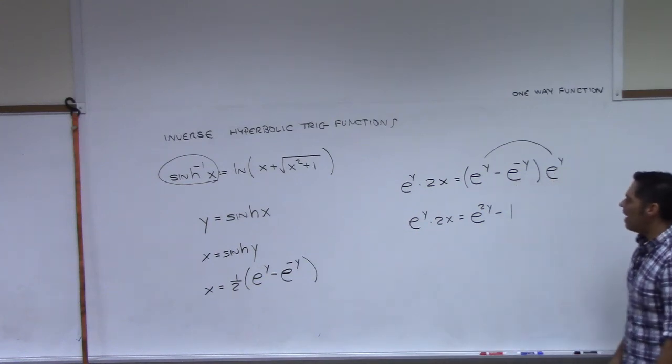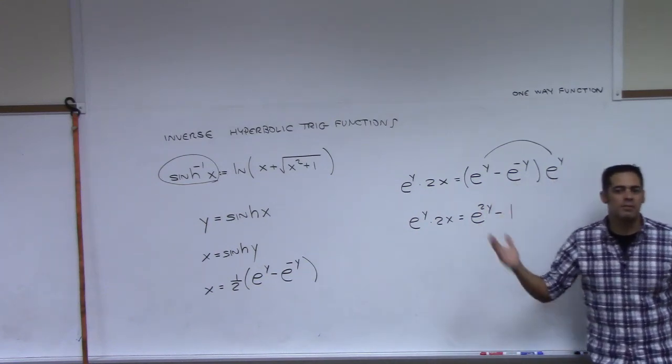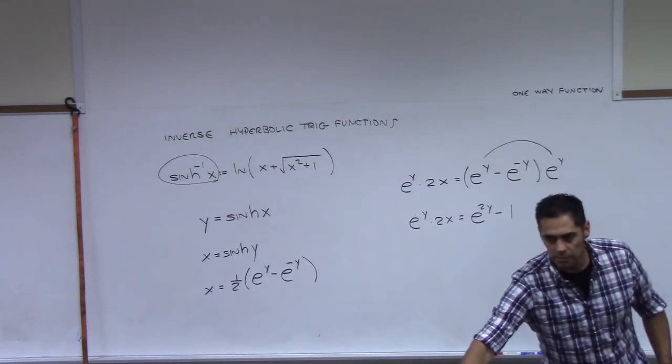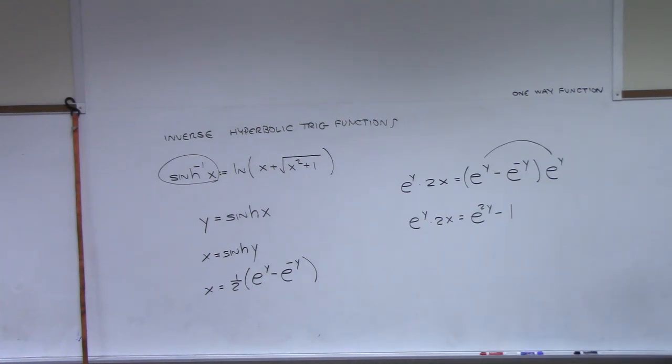because it kind of cleared fractions and it got rid of negative exponents. But this is where things get really kind of out there a little bit.